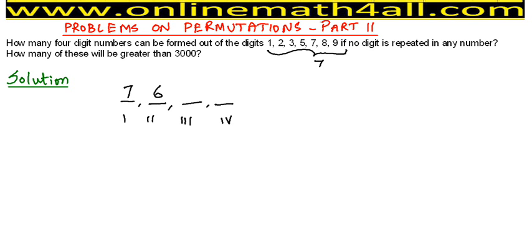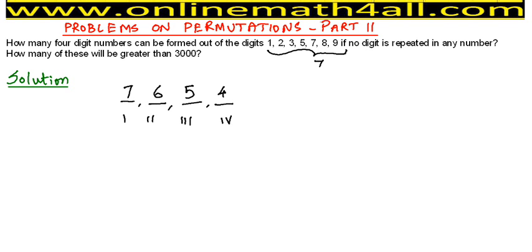Again 1 digit has been fixed at the second place, so totally 2 digits have been filled up. So we have 5 digits remaining out of the given 7 digits. For the third place we have 5 options, so I write 5 here. Totally 3 digits have been fixed at the first, second and third place. Out of 7 we have 4 digits remaining, so for the fourth blank we have 4 options.